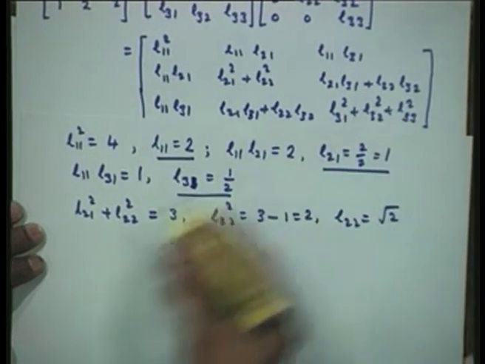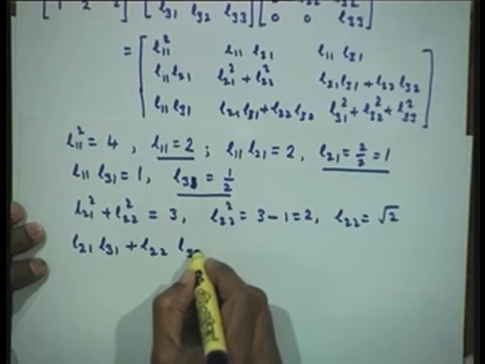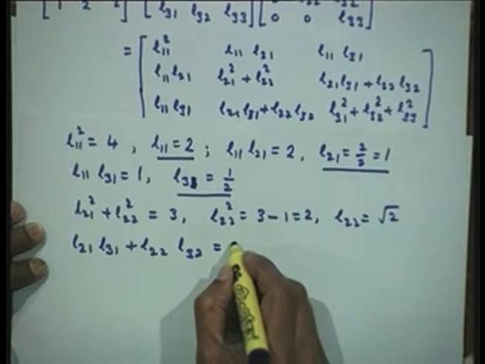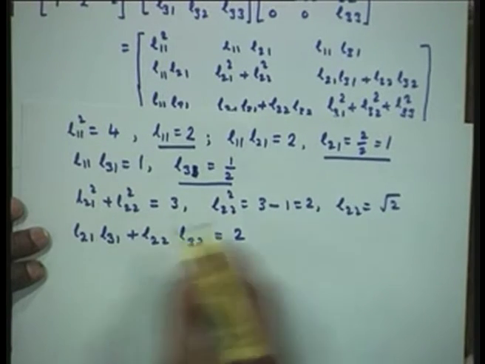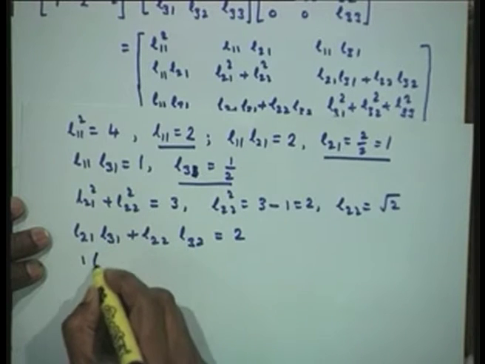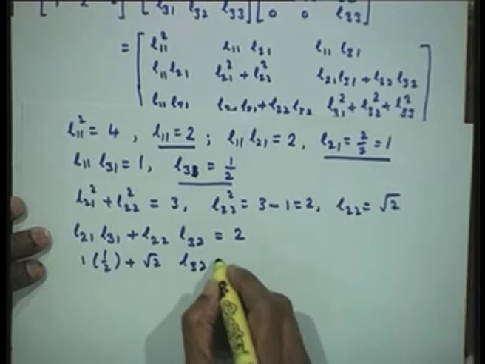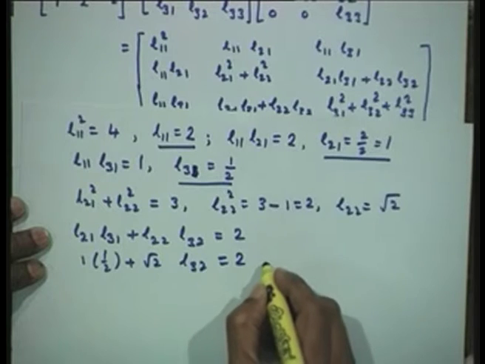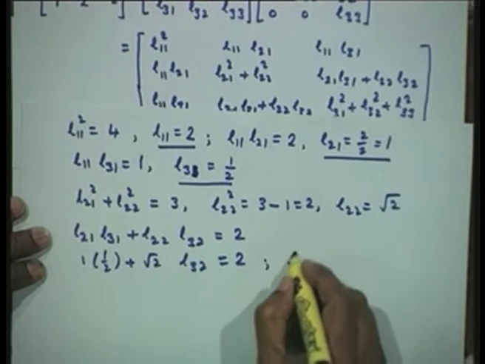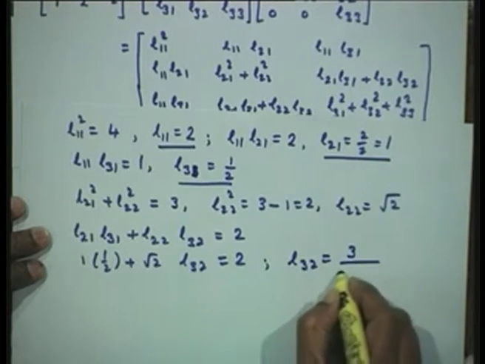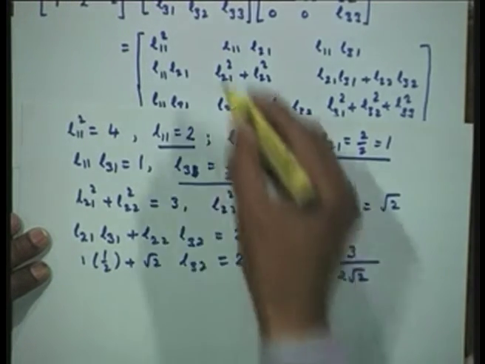Then we go to this last element, L21, L31, L22, L32, and that element is given to us as 2. Now, let us substitute the values. L21 is 1, L31 is half, L22 is root 2, L32 is to be determined, that is equal to 2. So, I can take half to this side, which produces 3 by 2. Therefore, L32 is 3 by 2 root 2. Then the second column is complete.